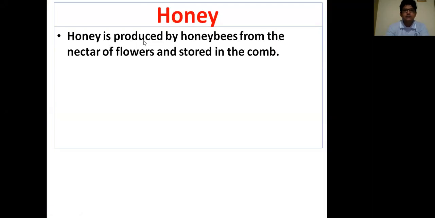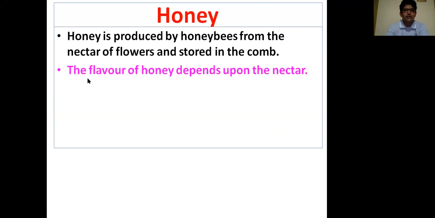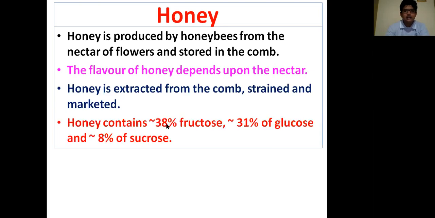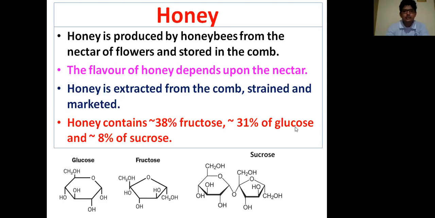Honey is produced by honeybees from the nectar of flowers and stored in the comb. The flavor of honey depends upon the nectar. Honey is extracted from the comb, strained and marketed. Honey contains nearly 38% fructose, 31% of glucose and 8% of sucrose. So these three are the important constituents of the honey.